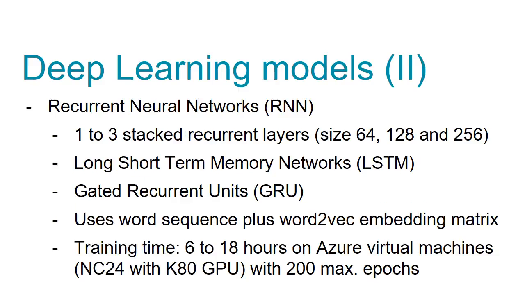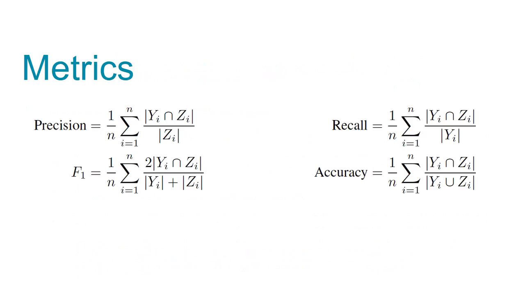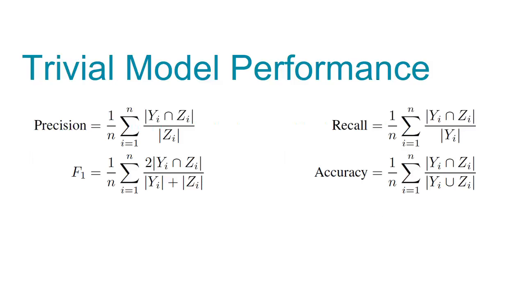In addition, we also experimented on LSTM and GRU RNNs. We used the same kind of input as in CNN. We tried the different configurations as shown, and the training time was around 6 to 18 hours on the Azure virtual machines. So we used precision, recall, F1, and accuracy as metrics for our multi-label classification problem.